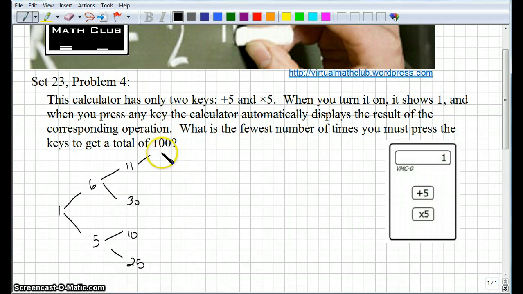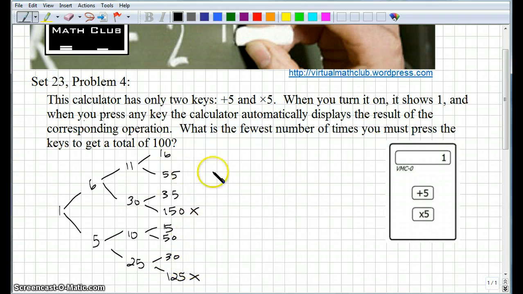So we could add 5, this would be 16, multiply by 5, that'd be 55. If we add 5, we get 35. If we multiply by 5, we get 150. So obviously this path is out. Let's see, this would give you 15 or 50. This would give you 30 or 125. Okay, so that path is out. So we can keep doing that until we eliminate possibilities.